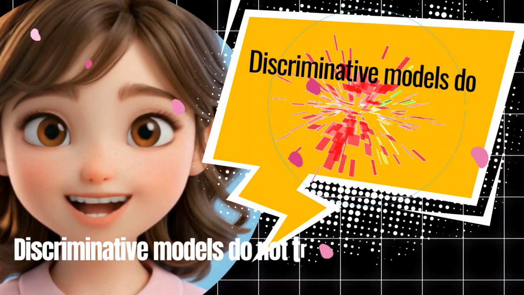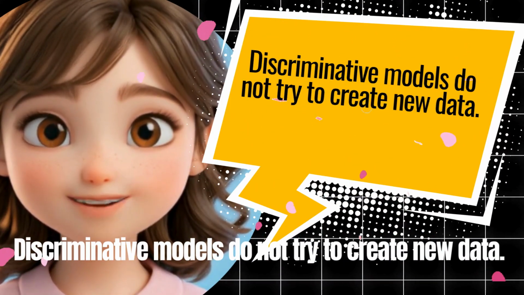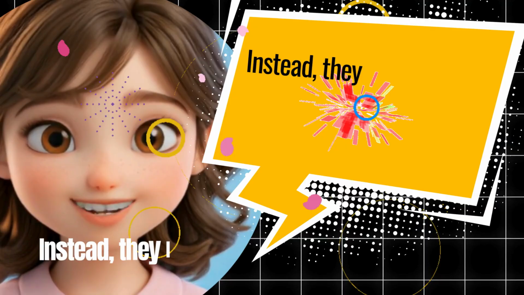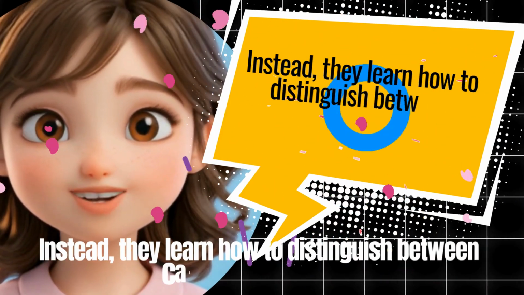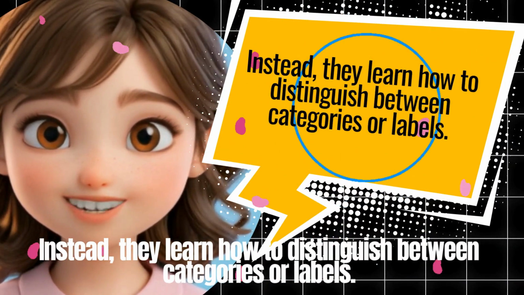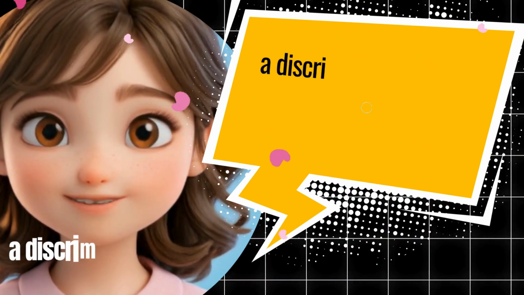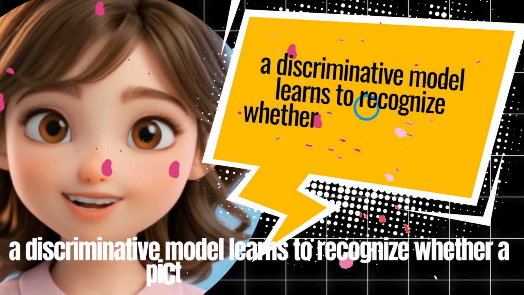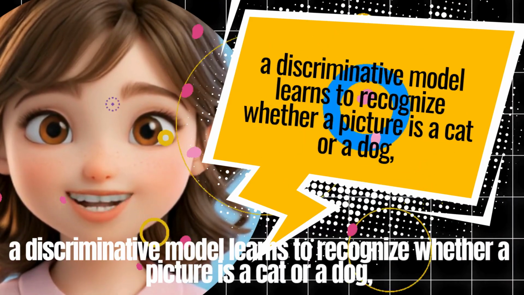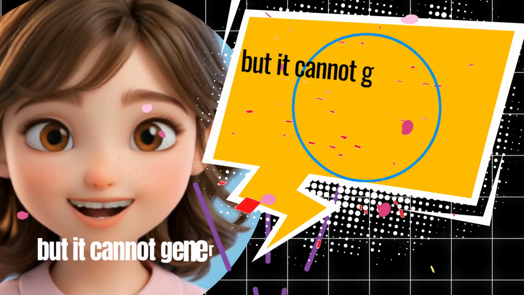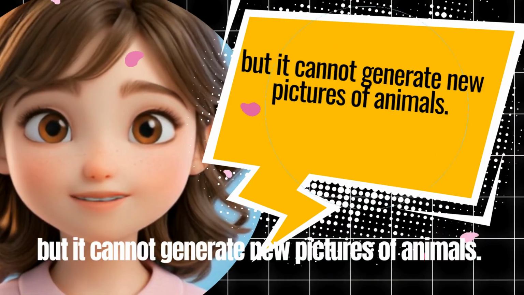Discriminative models do not try to create new data. Instead, they learn how to distinguish between categories or labels. Using the same example, a discriminative model learns to recognize whether a picture is a cat or a dog, but it cannot generate new pictures of animals.